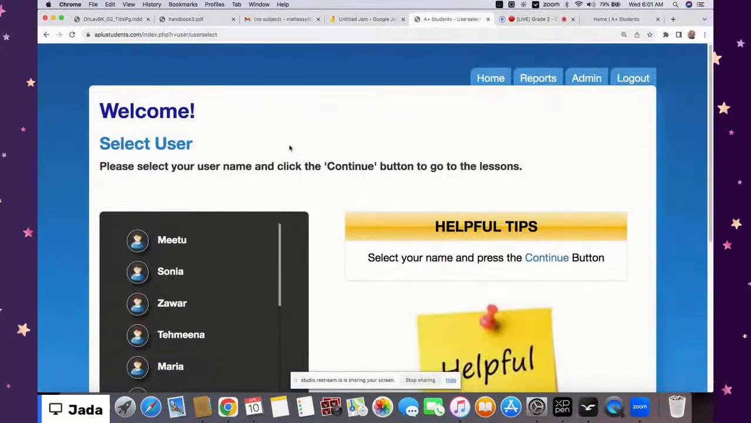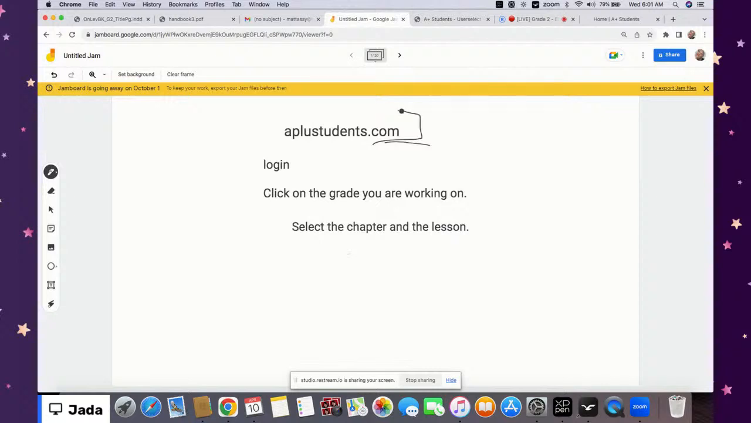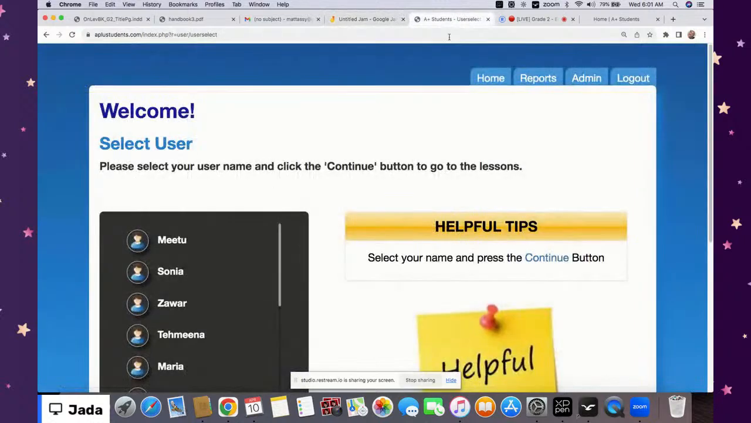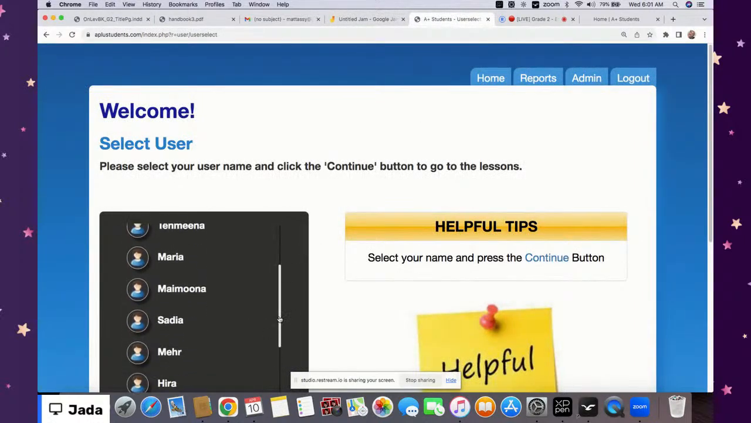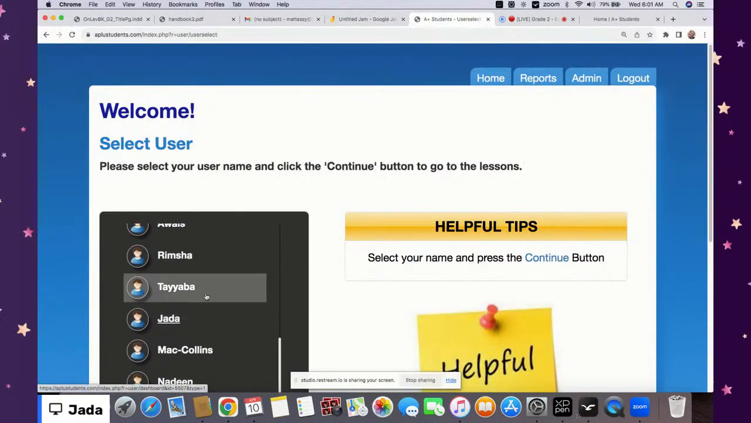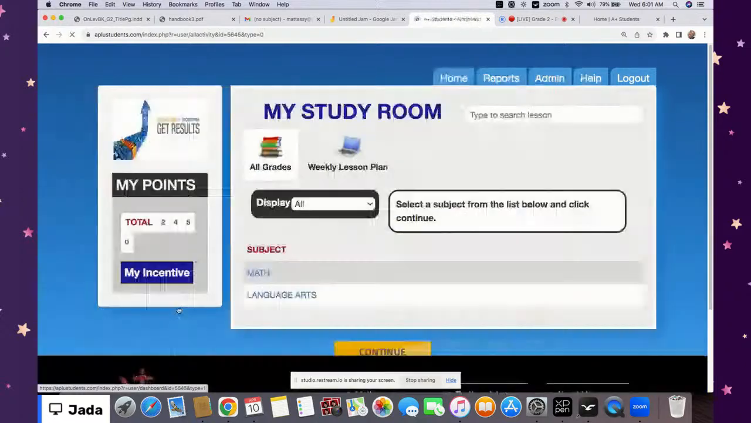Today we'll be having simple verb tenses from grade 2. So first off, you log in using applostudent.com. Just click on applostudent.com, input your email and password, and click on your name. And then we'll go to Language Arts grade 2.